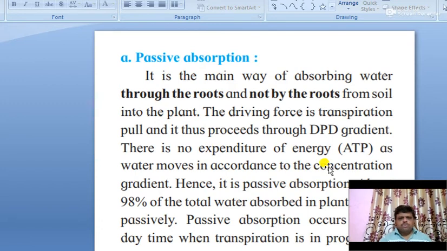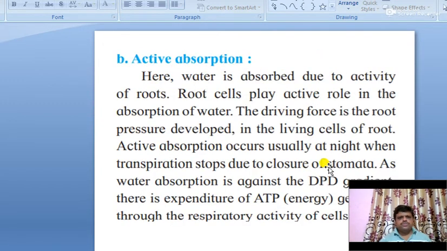Let us see one more thing, that is active absorption. Here, water is absorbed due to the activity of the root. Root cells play an active role in the absorption of water. The driving force is the root pressure developed in the living cells of the root. The active absorption occurs usually at night when transpiration stops due to the closure of stomata, as water absorption is against the DPD. So this is simply regarding the active absorption.